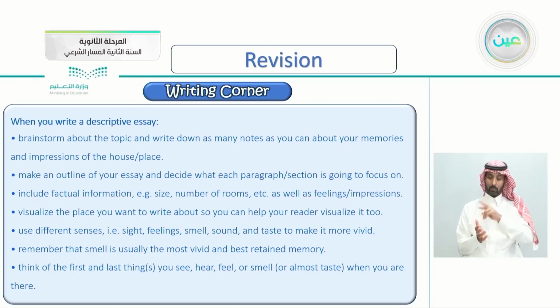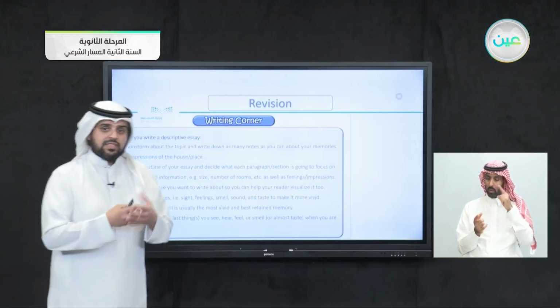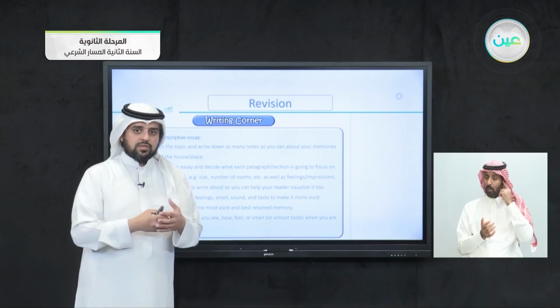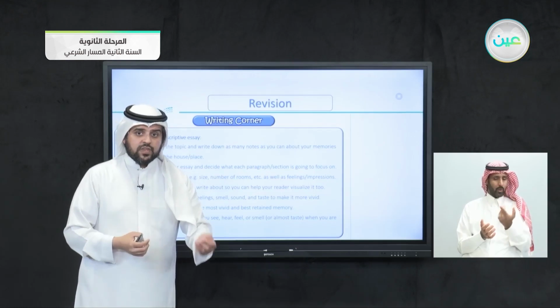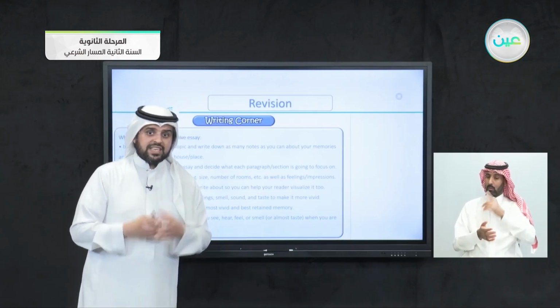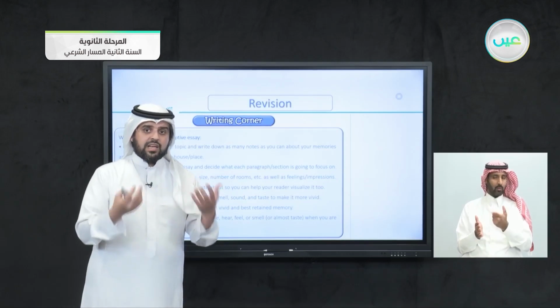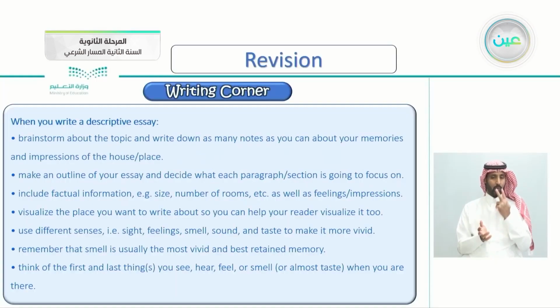Use different senses, as in a sense of sight, feeling, smell, sound, and taste, to make it more vivid, to make your writing more clear. Try to depend on senses. What you hear when you describe this house, what you smell, what you see, what you feel, what you touch. Once you are at this house, what can you feel, what can you see, what can you smell, and so on. So you can make the writing more vivid and more clear for the reader.